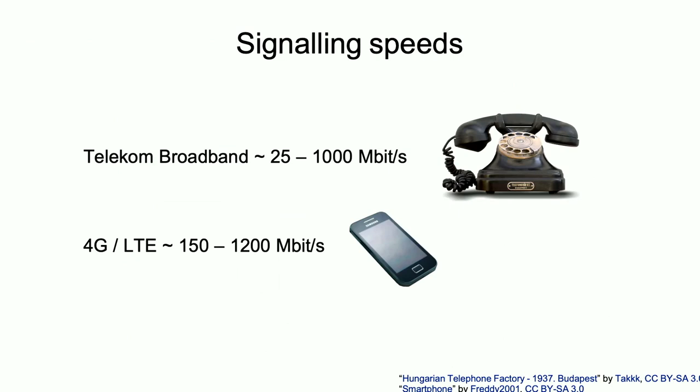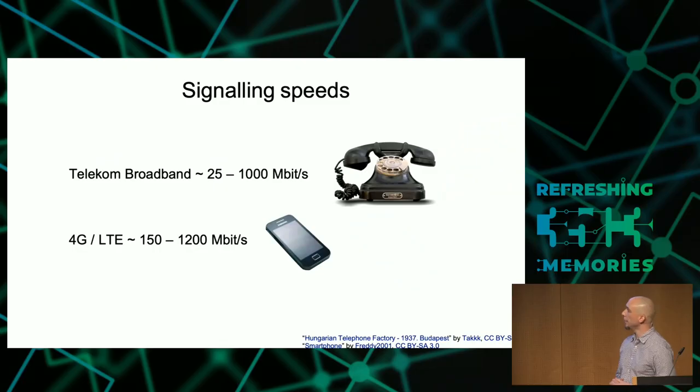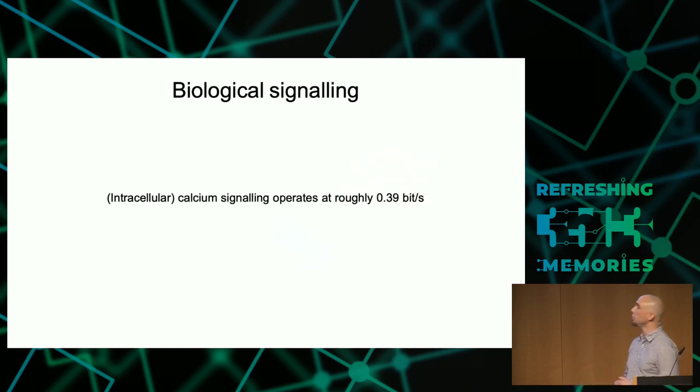Okay, so I guess you all know signaling speeds of technical systems. They're fairly fast by now. One of our results, because we quantify actually information transfer, is that calcium signaling operates at roughly 0.4 bit per second. If you compare that to technical systems, that seems very low. But maybe that's enough for all the functions that a cell has to fulfill. So how did we arrive at this result?